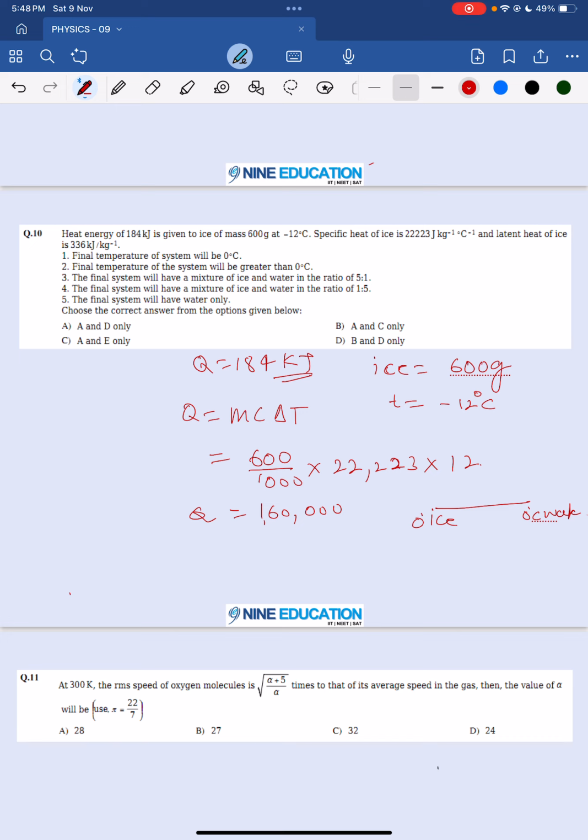So 1,60,000 we have used, and how much is remaining now? Remaining Q2 is basically 24,000, right? So we are using Q equals to ml, and now 24,000, all of it we have given. And what is the mass? Sir, we want to calculate. And what is L? It is 336 into 10 to the power 3, correct?